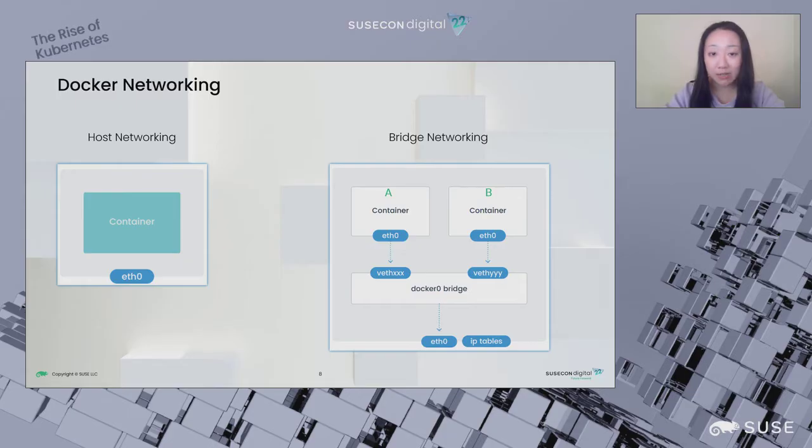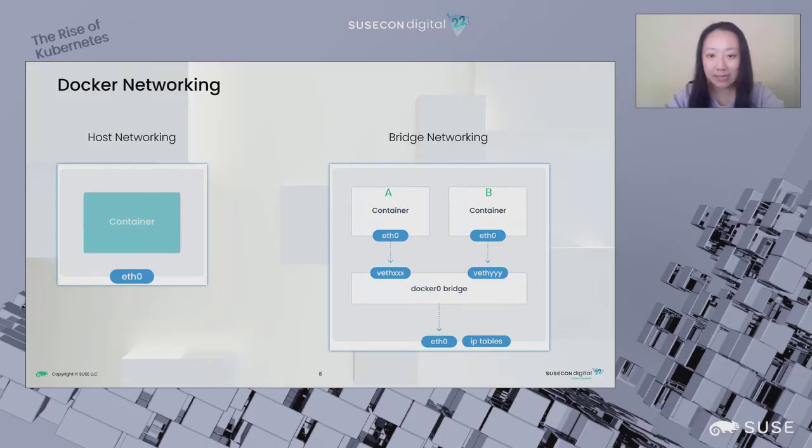The host networking gives your containers the same IP address as the host. It's mapped directly to the host network. So there's no isolation between your container network and the host machine. Containers don't get their own IP address, and all interfaces and addresses on the host are also visible in the container. There's a bridge network on the right side.